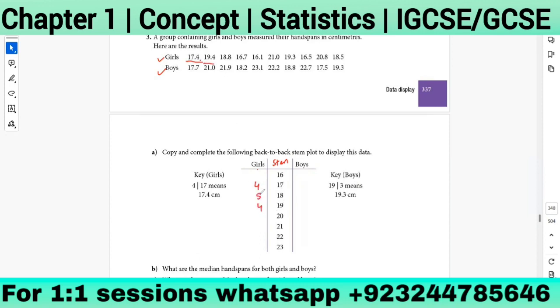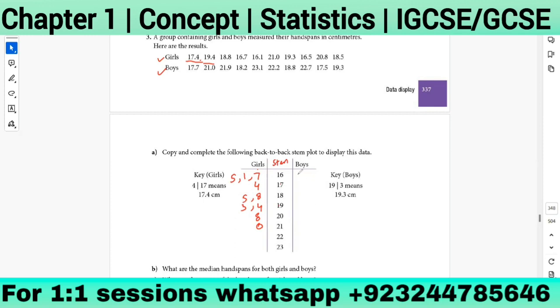18.8, 16.7, 16.1, 21.0, 19.3, 16.5, 20.8, 18.5.